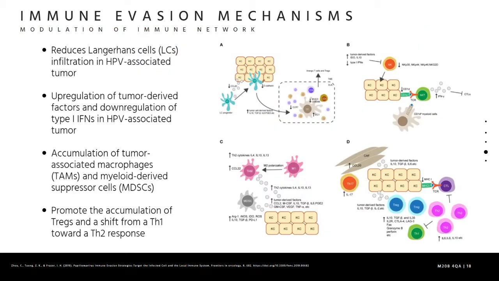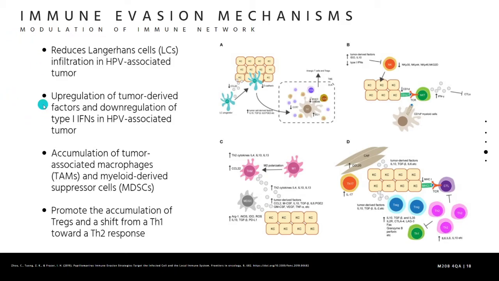They can also impair the function of immune cells. For example, they can downregulate certain chemoattractants and cell adhesion molecules in HPV infected cells. So they can downregulate specifically CCL20 and E-cadherin. And if these are downregulated, it will reduce the number of Langerhans cells that can infiltrate these HPV infected cells.